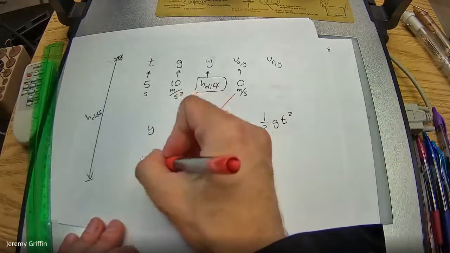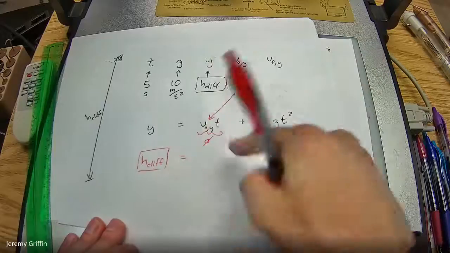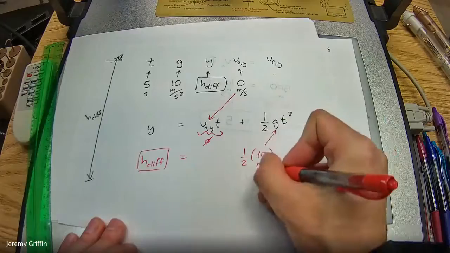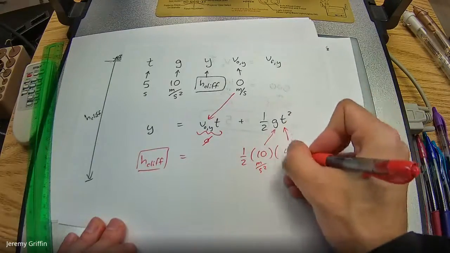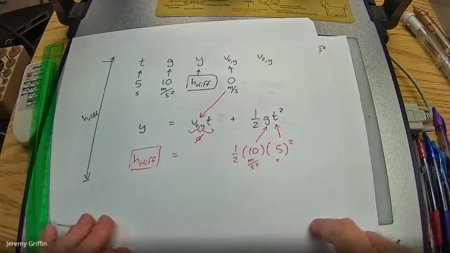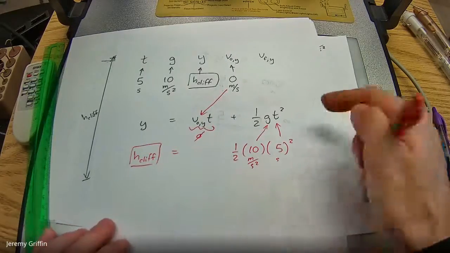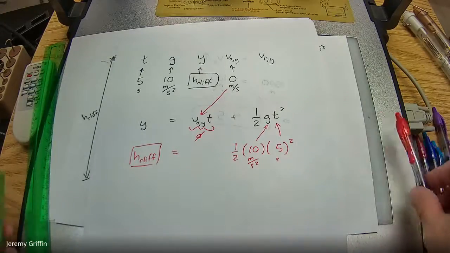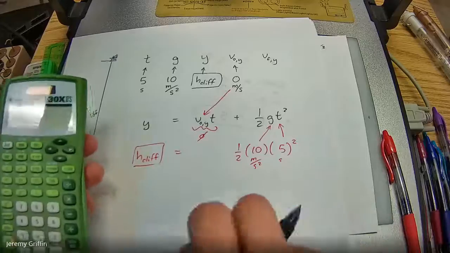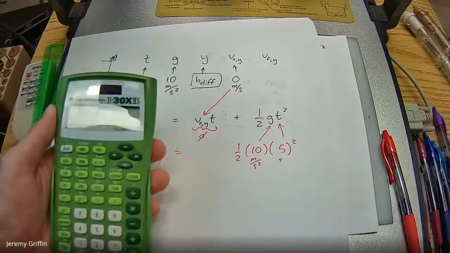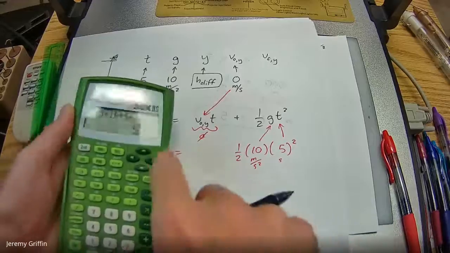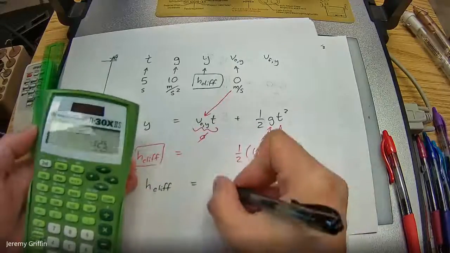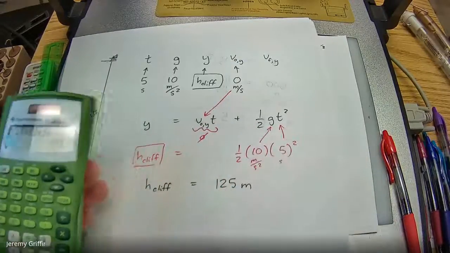So H cliff, solving for, is equal to, well that just goes away. Got 1/2 G times T squared, right? You guys know that square only applies to the time, just the 5 that's being squared. And what's that going to be? 1/2 times 10 times 5 squared. Hey, look at that. It's about 125 meters.